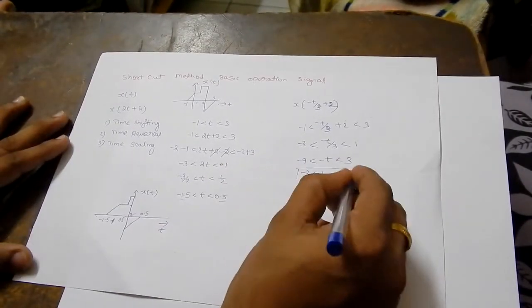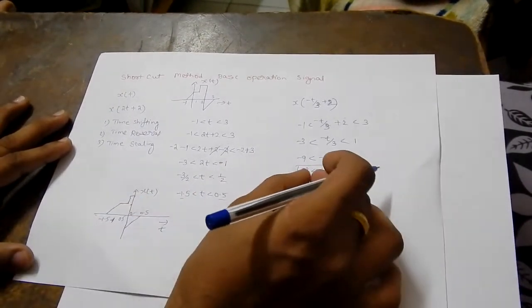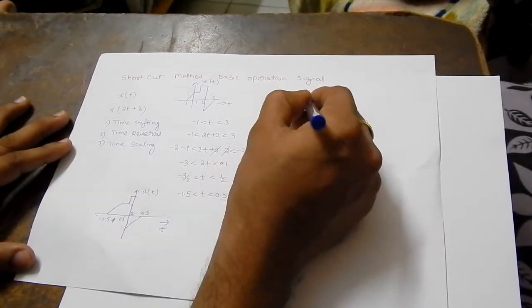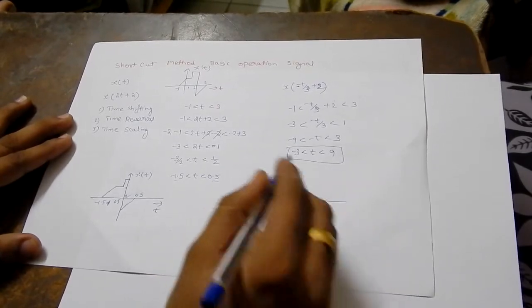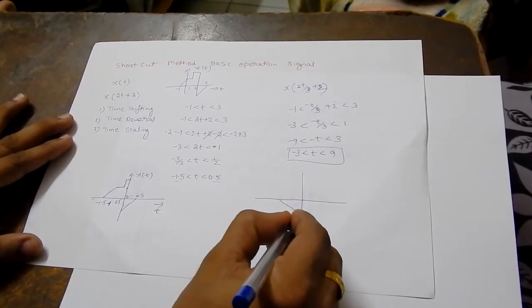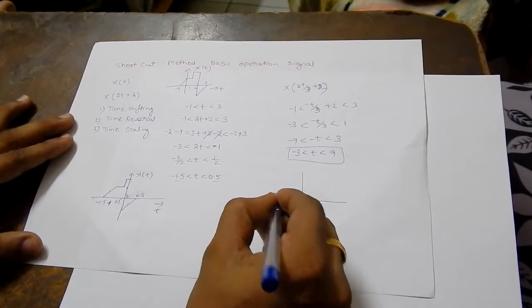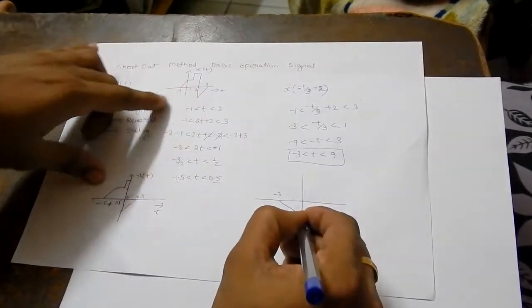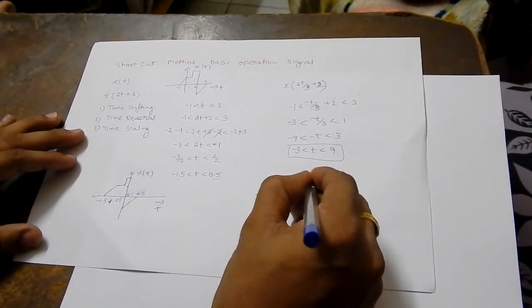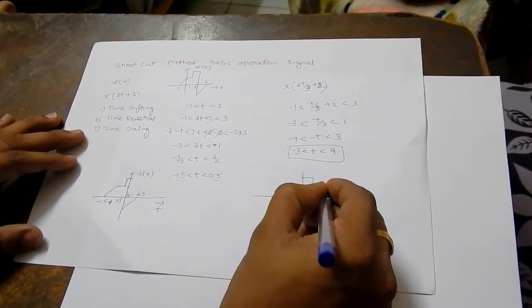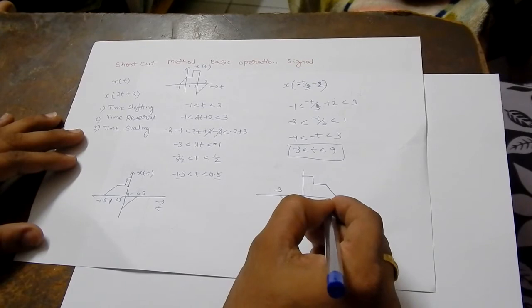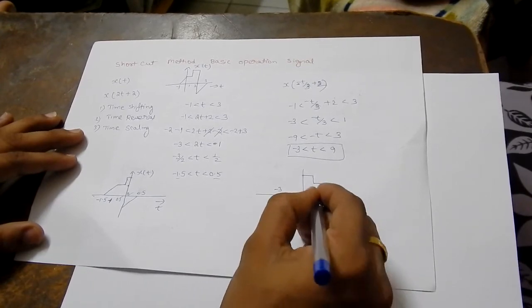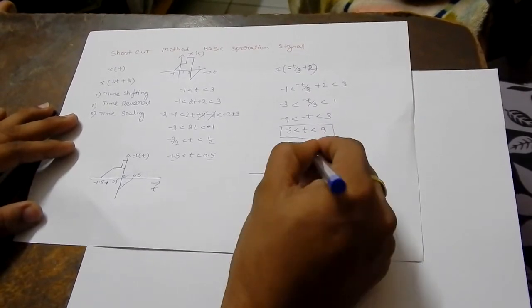We can't draw the same signal from minus 3 to 9 because here we have a reversal. So what happens to the signal? This is minus 3, but this limit is the upper limit. Then 1, 2, 3, this is 9, this is 6, this is 3, and this is 0. So this is the signal.